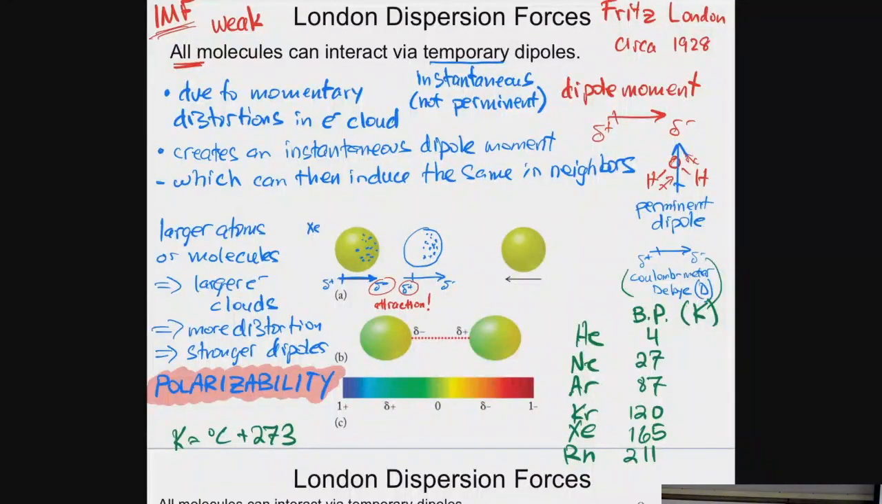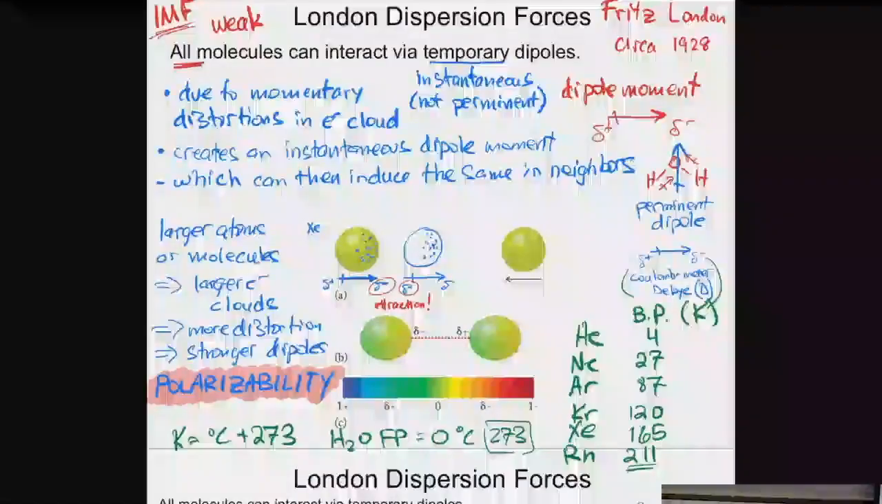At normal 1 atmosphere pressure, what temperature is the melting point of H2O? It's 0. So the freezing point or melting point of H2O is 0 degrees Celsius. So that's what in Kelvin? 273. So radon then, the boiling point of radon is still relatively high, but it's still lower than the melting point for H2O.